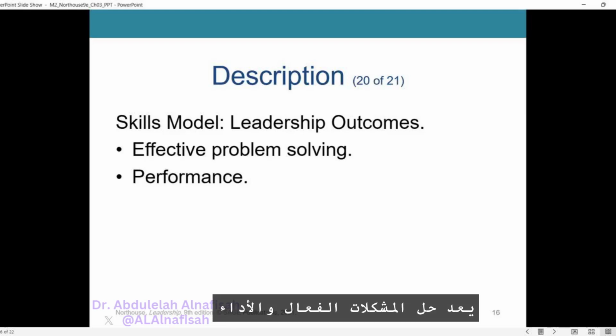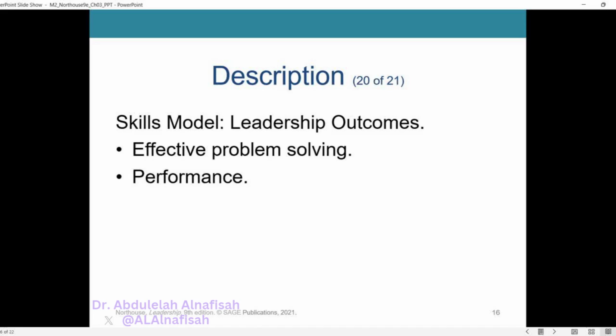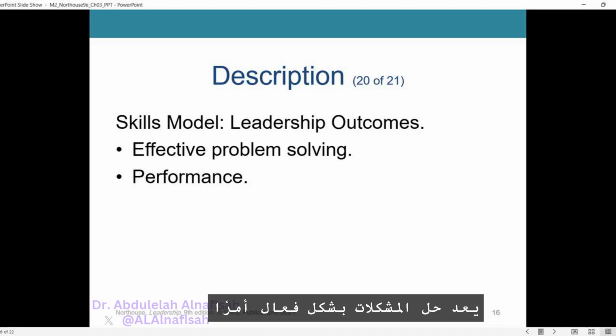In the skills model, effective problem-solving and performance are key outcomes of leadership, significantly influenced by a leader's competencies such as problem-solving skills, social judgment skills, and knowledge. Effective problem-solving is central to the skills model. The model explains that leaders with strong problem-solving skills can find logical, effective, and creative solutions that go beyond the obvious. Good problem-solving is determined by the originality and quality of the solutions offered.